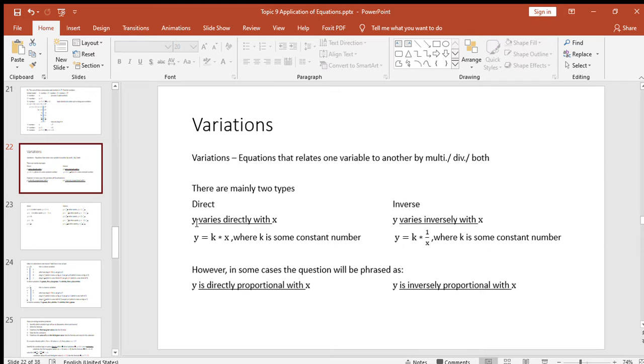In direct variation, the question says that y varies directly with x. So y varies directly with x will be y equals k times x, and k is some constant number. That is the one that doesn't change no matter what.